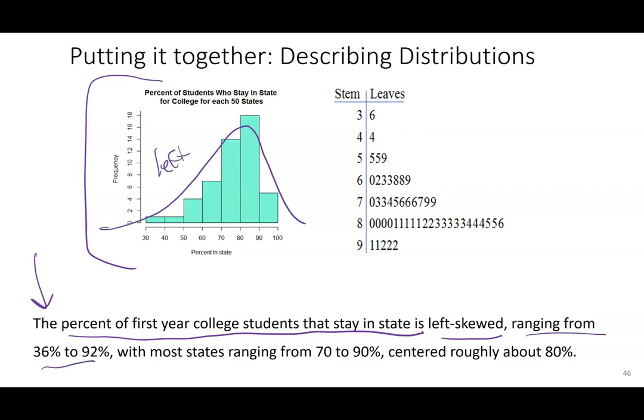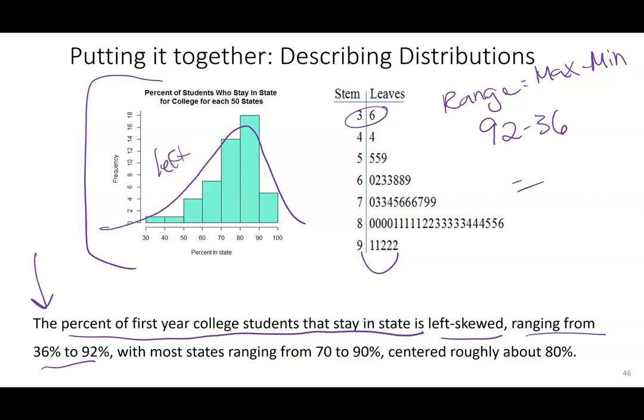Ranging from. I don't know the IQR or the standard deviation here, but I do know the min and the max. The range is just the max minus the min. So it's 92 minus 36. You could actually go ahead and do the math and find the range. But here we just said it ranges from this min to that max, and that's fine.